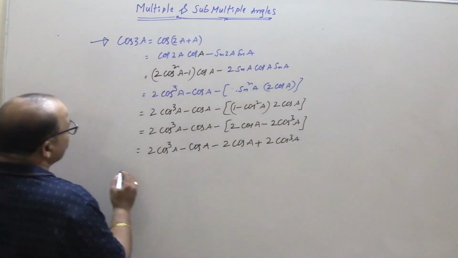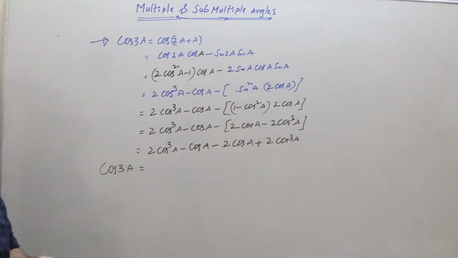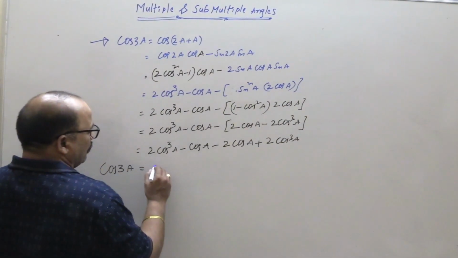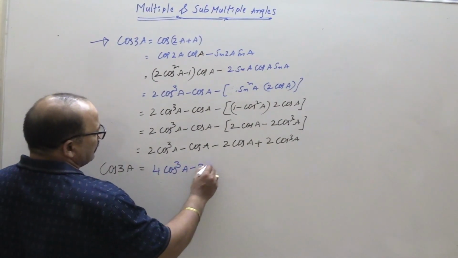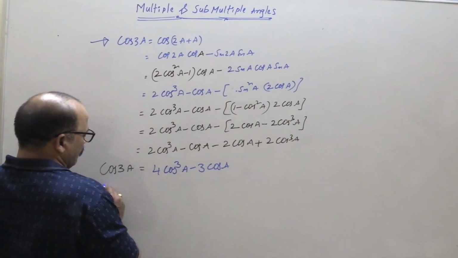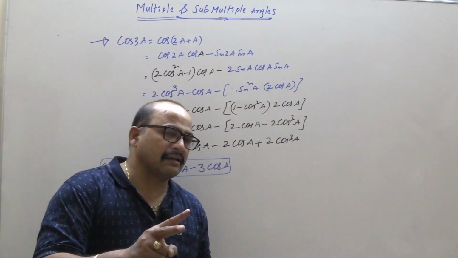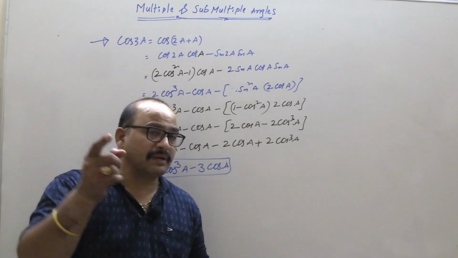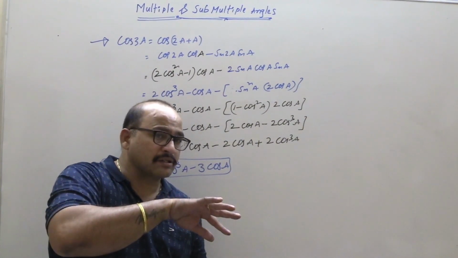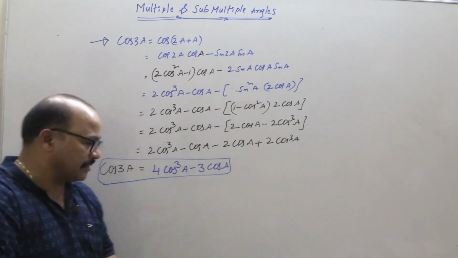What is the formula, students? Finally, the cos 3a formula: 4 cos cube a minus 3 cos a. Most important, it is the opposite of sin 3a. Sin 3a is 3 sin a minus 4 sin cube a, but cos 3a is 4 cos cube a minus 3 cos a. Third degree, the positions are changed.